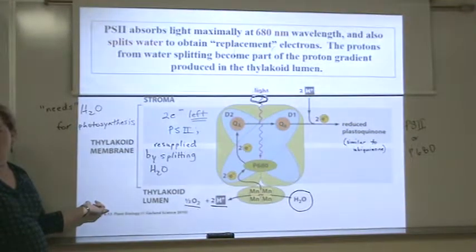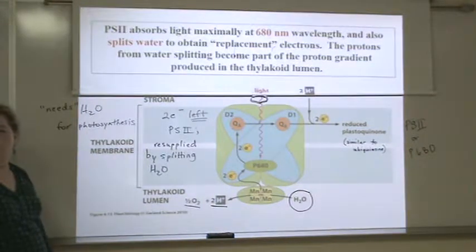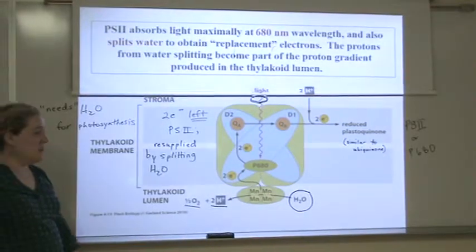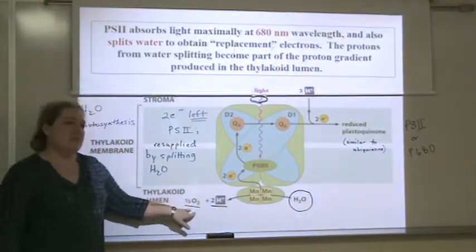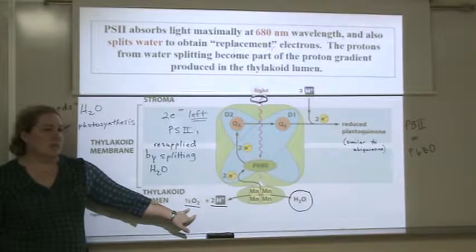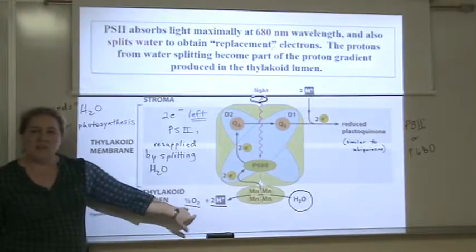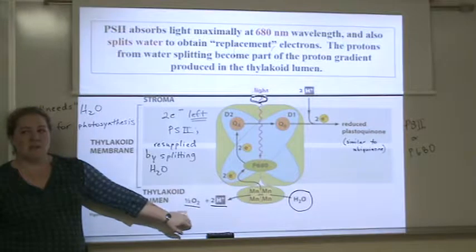Is it doing anything? What's its purpose here? Does it donate the electrons? Water donates electrons. Oxygen is left over. Do plants need oxygen? They do in their mitochondria, but they don't need oxygen for photosynthesis directly.